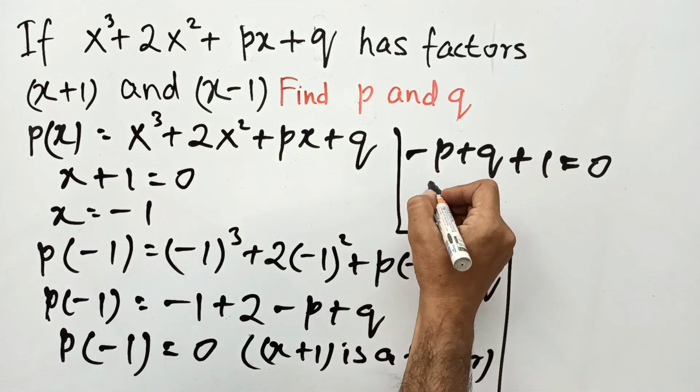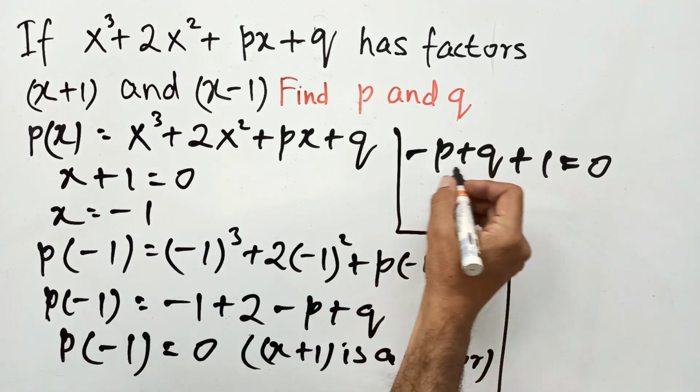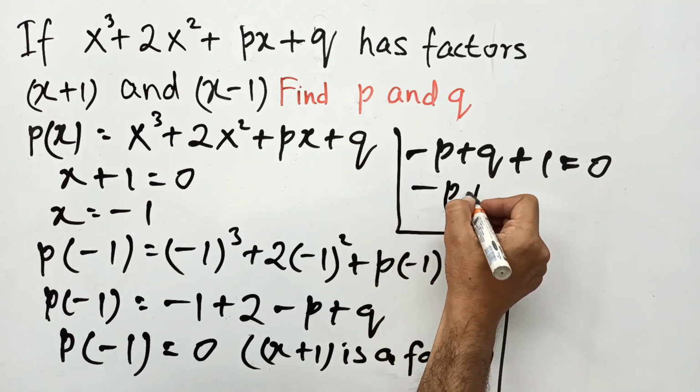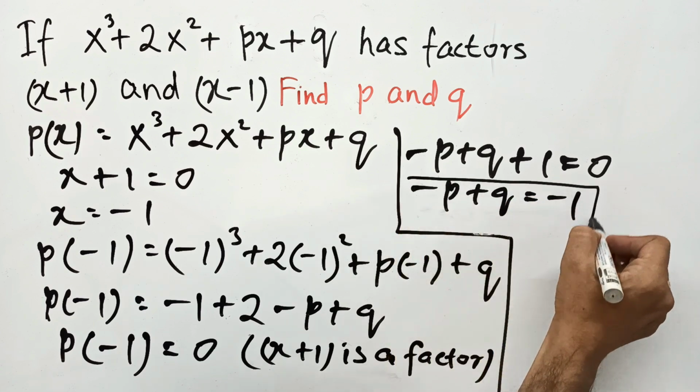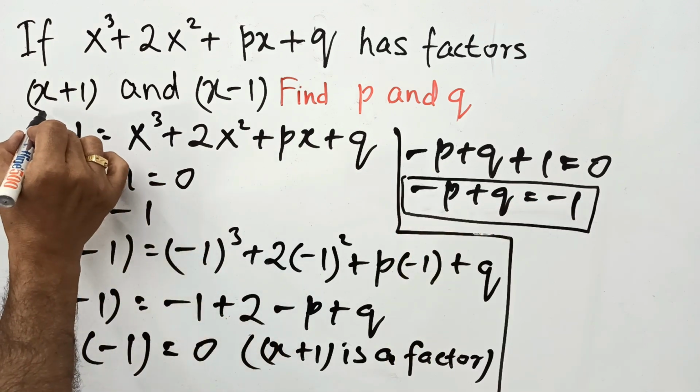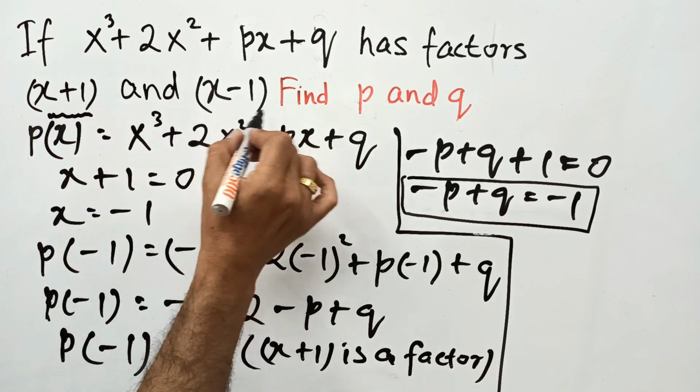Now we can simplify this one. Minus p plus q is equal to minus 1. So this is the one equation. This we did because x plus 1 is a factor. Now let us try this one.